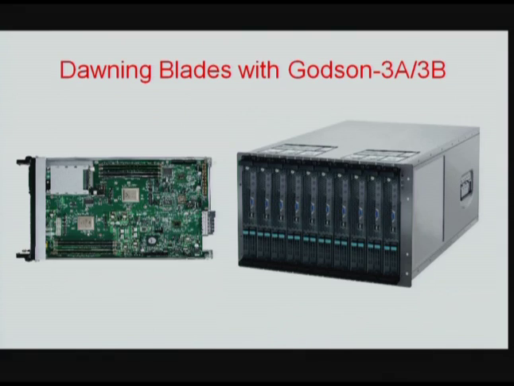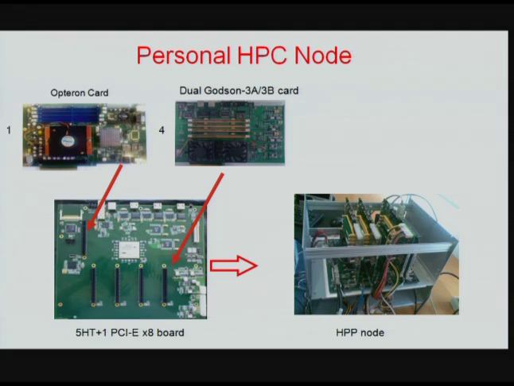So there are some systems. There are blades based on Godson 3A. Godson 3A and Godson 3B are pin compatible. The systems designed for 3A can also be used on this blade. This is a personal high performance computer. On the board, we have these slots for the x86 CPU, AMD. This card has 2 dual Godson 3 CPUs and 4 slots. So one x86 CPU plus 8 Godson 3 CPUs for one box.